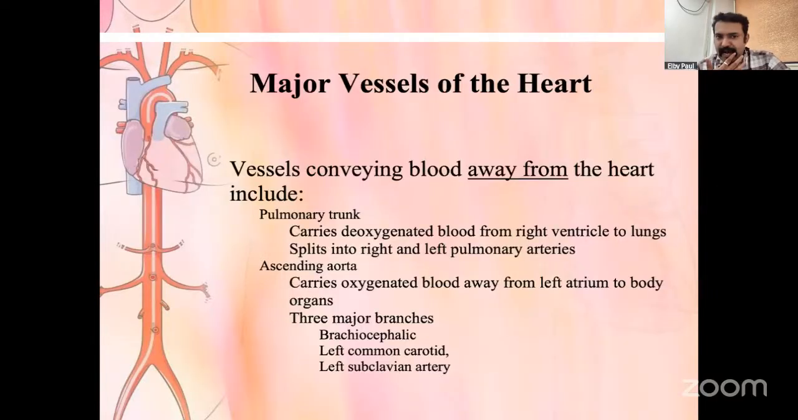Again, the major vessels conveying blood away from the heart include the pulmonary trunk, which carries deoxygenated blood from the right ventricle to the lungs and splits into right and left pulmonary arteries. These are the only arteries carrying deoxygenated blood in our body. The ascending aorta carries oxygenated blood away from the left ventricle to the body organs. The major branches are the brachiocephalic, left common carotid, and left subclavian arteries.